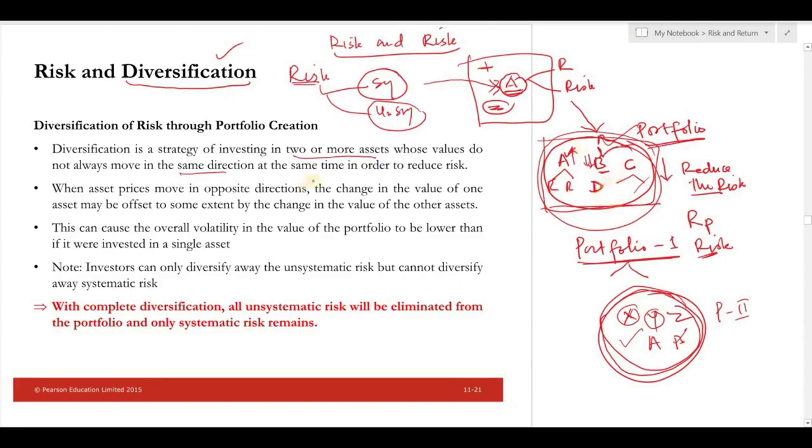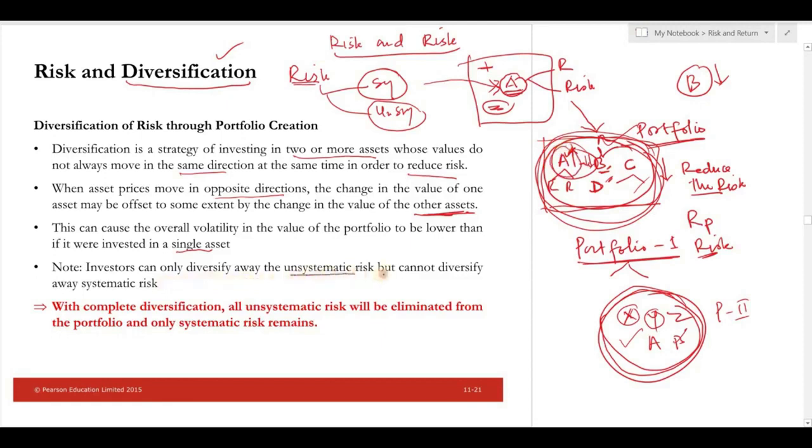At the same time, in order to reduce the risk, when asset prices move in opposite directions, the change in the value of one asset may offset the change in the value of the other. If one is making a profit, the other may be making a loss, so it will offset, right? This can cause the overall volatility in the value of the portfolio to be lower than if it were invested in a single asset. So overall, what will happen? The risk will reduce. Had we invested only in B, we could have lost a lot of money. But if we put it in the portfolio, this loss is offset by some other asset. So we can reduce the risk.